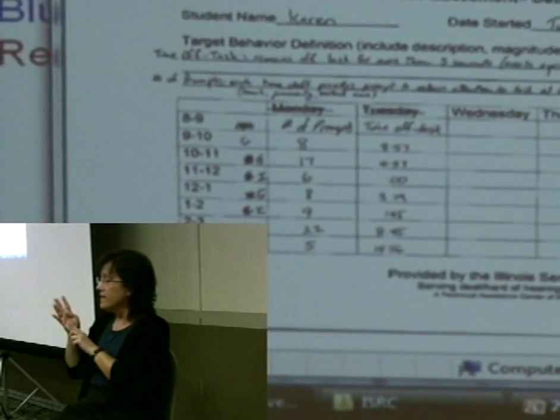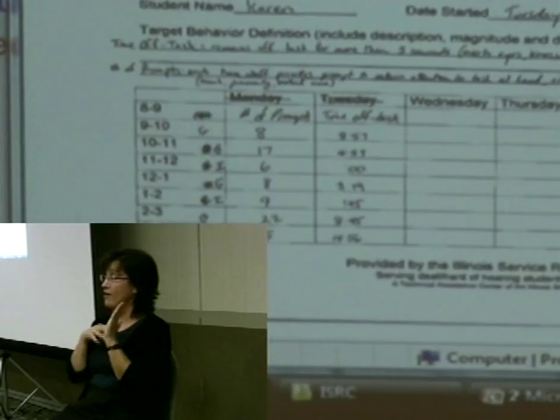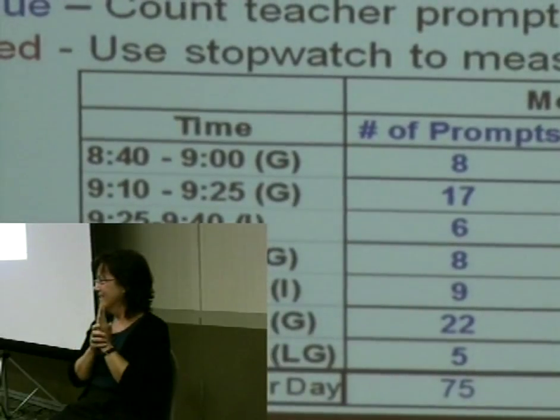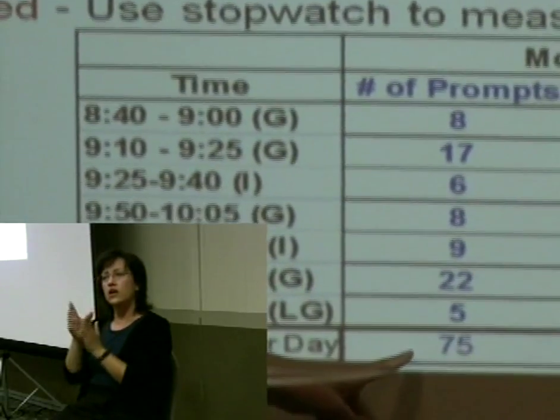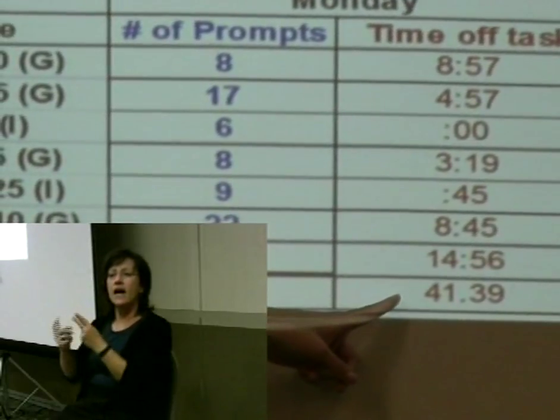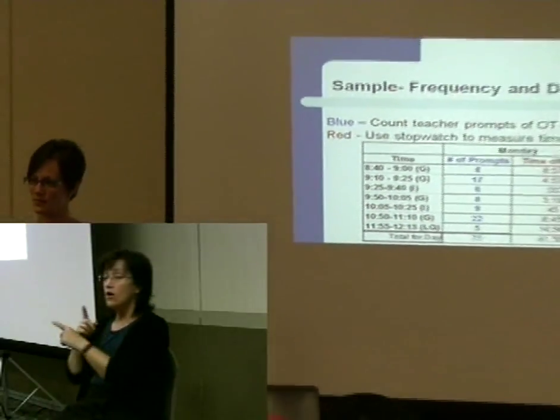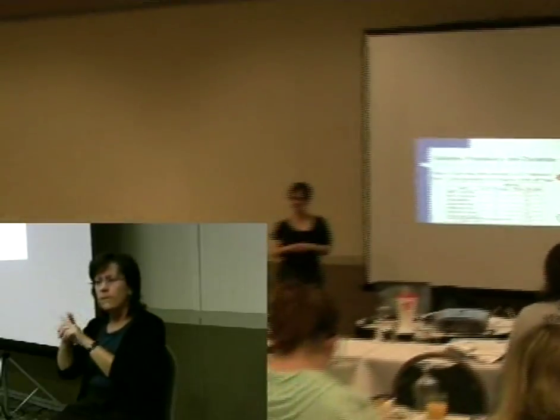And then at the bottom of the graph, it tells you this was the total number of prompts for one day and the total amount of minutes off task for one day. That to me doesn't seem right when they get 6 prompts but there's no time off task. Well, what were those prompts for? That's where it gets confusing, because if they're not off task, why are they getting prompts?